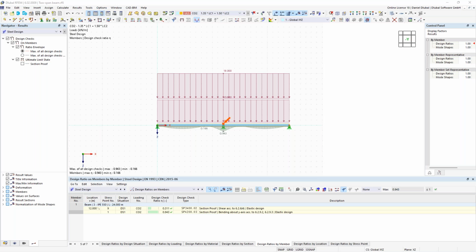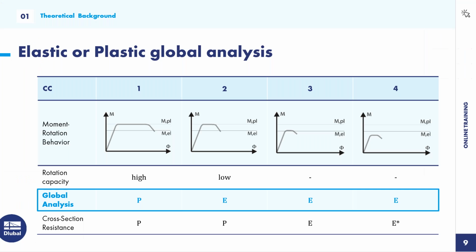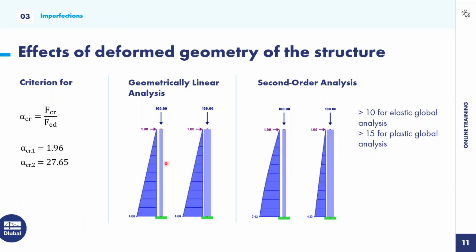Okay, so let's go ahead with the PowerPoint. So we have here now different effects of deformed geometry of the structure. I will explain what I mean by that. In the first online training, we learned the difference between the calculation of geometrical linear analysis and the effects of second order analysis. And this plays a very important role in the whole topic of imperfections. So let's take a look.